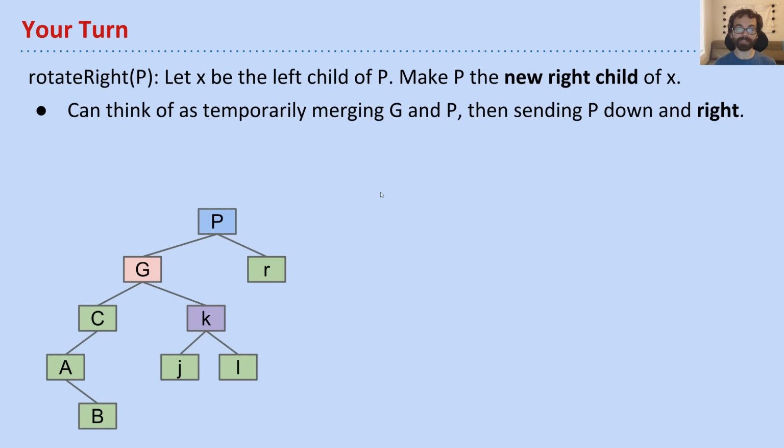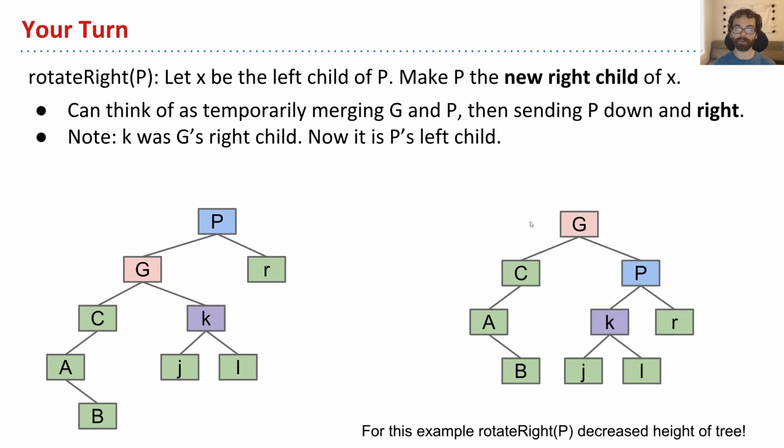All right, so after we rotate P to the right, what we end up with is the tree shown here. So in this case, we actually just undid the previous rotation. And here, the rotate right operation decreased the height of the tree. Okay, so hopefully now you understand the basic idea for what rotation is, and in the next video, we'll see in great detail why it is useful.